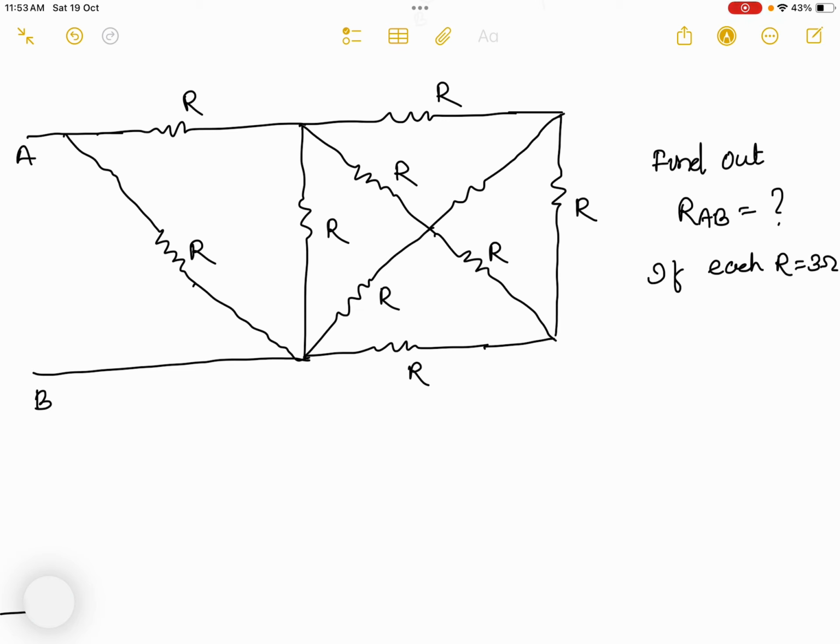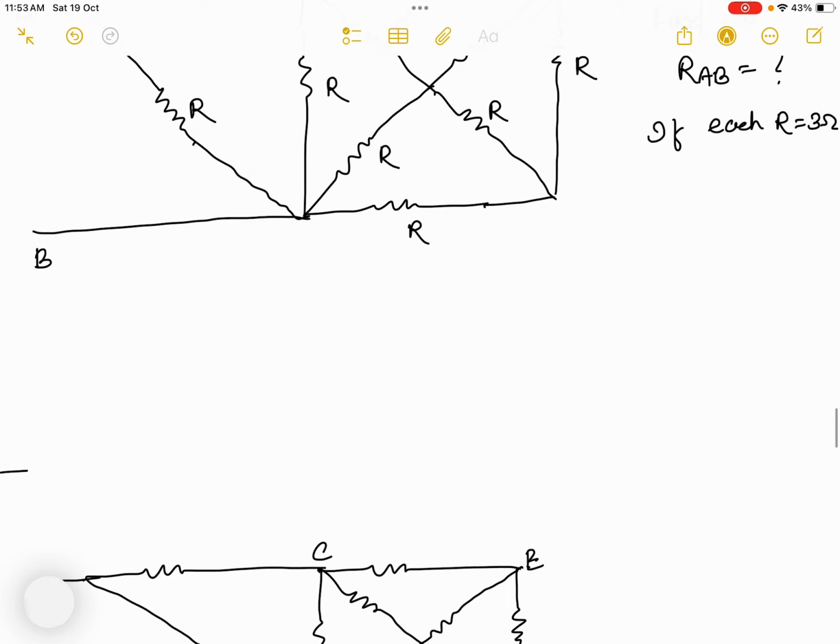So you can see in this circuit there are many stars and deltas, and if you do not carefully observe which delta or which star to decompose, then to get the answer it will take a lot of time. Okay, so here you can see there are many resistors having resistance value given 3 ohm. Now we will go step by step. First we will think which delta we need to decompose here.